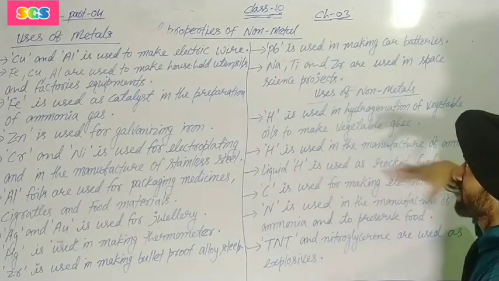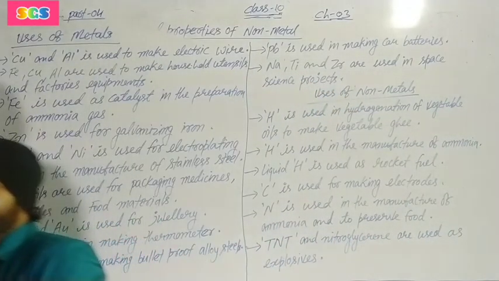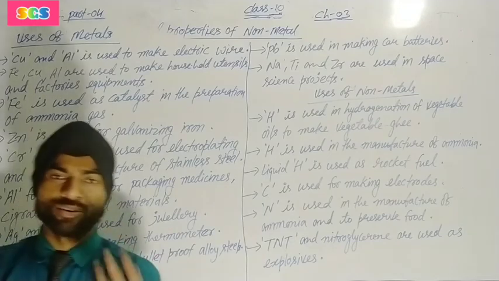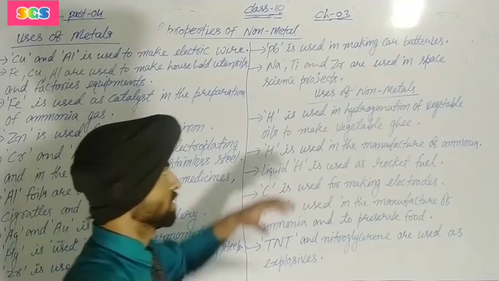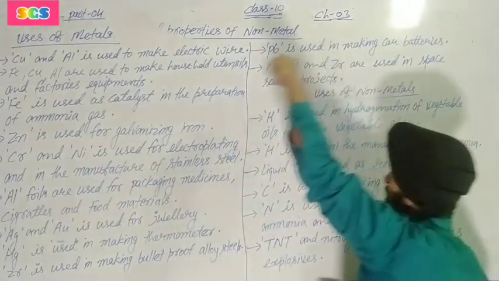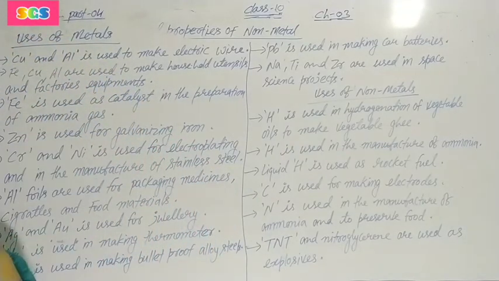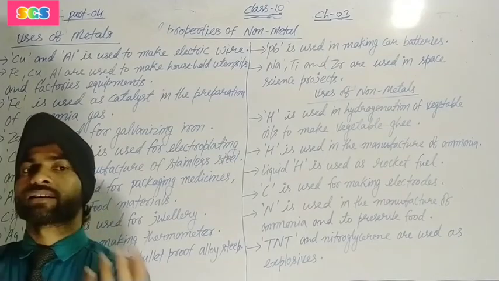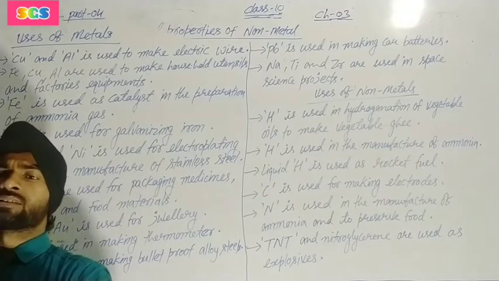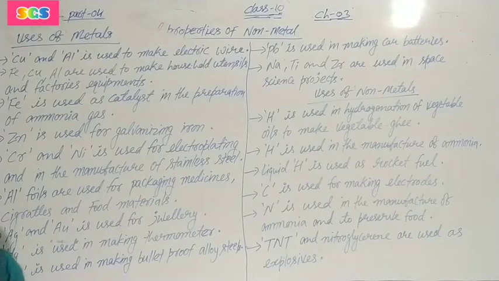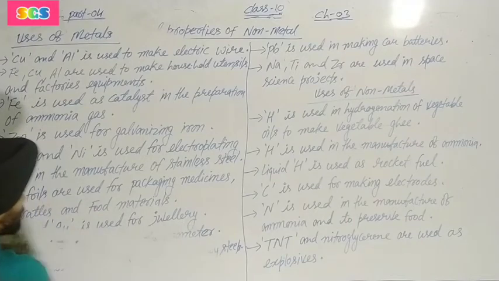Sodium, titanium, zirconium. Have you heard the name titanium? Titanium, sodium, zirconium. These are used for what purpose? These are used in space science projects. In that work, these metals are used. Means in space science projects, sodium, titanium and zirconium are used. Do you have any problem in this topic? No. Okay, then we will proceed towards the uses of nonmetals.